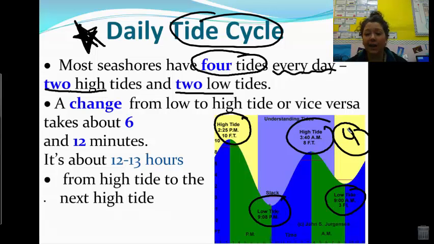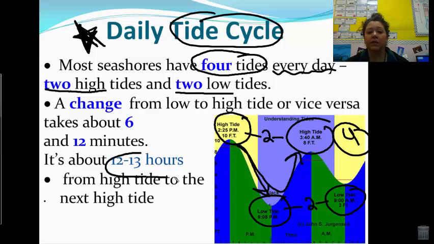Okay, but how many high tides do you have every day? You have 2 high tides every day, and you have 2 low tides every day. When you go from high tide to low tide, that's about 6 hours and 12 minutes. When you go from high to high tide, that's about 12 to 13 hours.